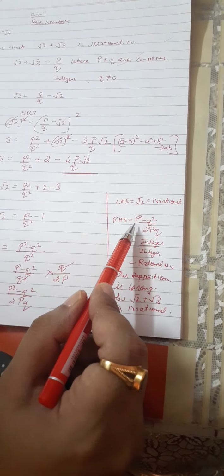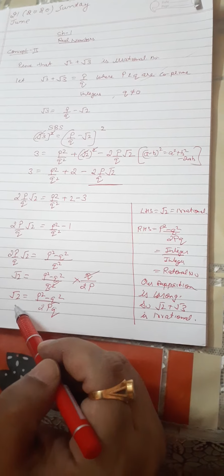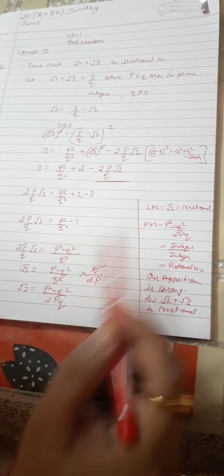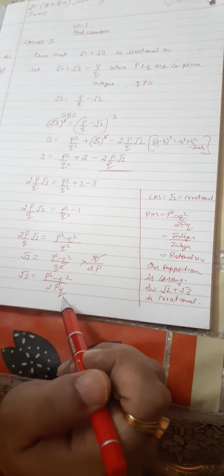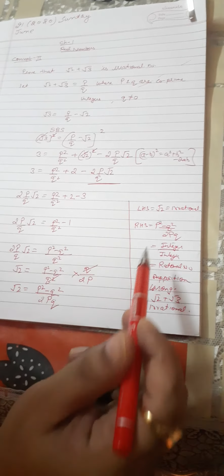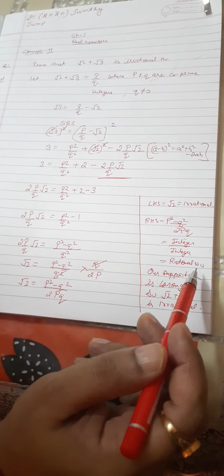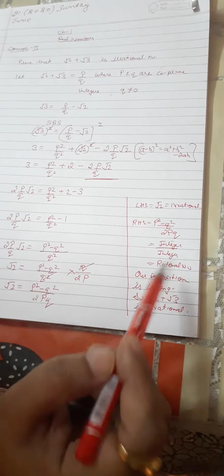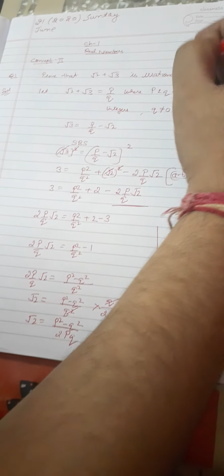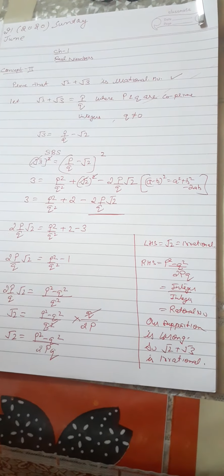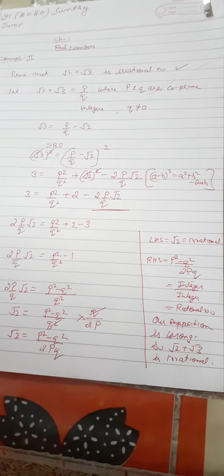So on the left hand side you have under root 2, which is irrational. On the right hand side you have p square minus q square upon 2pq, which is integer upon integer, which is rational. One side irrational, one side rational, not possible, supposition wrong. So under root 2 plus under root 3 is an irrational number.